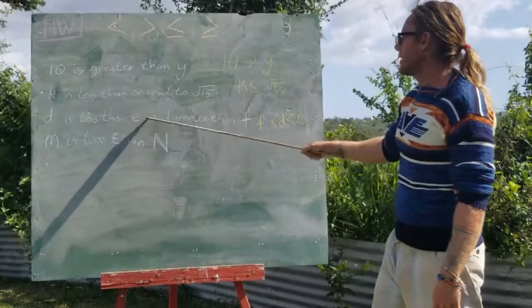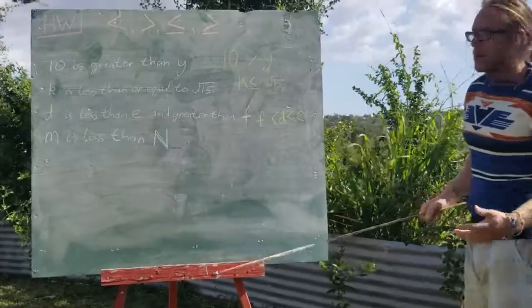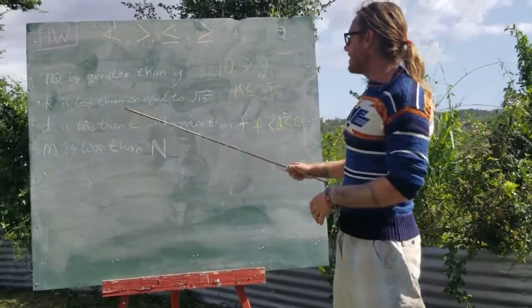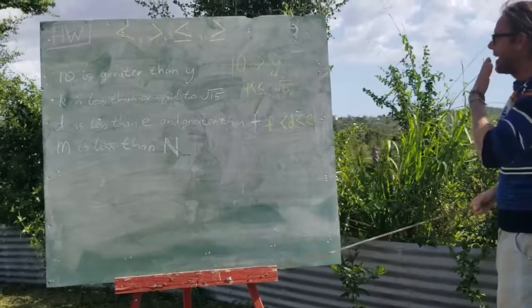That's spelled out fairly explicitly here. So we're good. F is less than d, which is less than e. There's another way of writing d is less than e and greater than f.